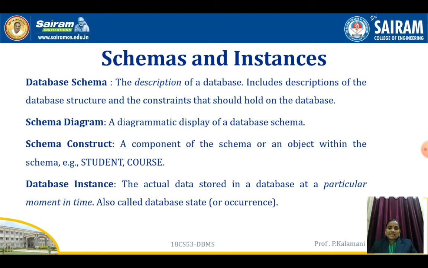Then database instance. The actual data stored in the database at a particular moment of time is called a database instance. Otherwise it is called a state or occurrence. For example, today in our college database, some 1000 students' data is stored. That is called the current state. That is called an instance. The data stored in the database, those 1000 student details, is called an instance.